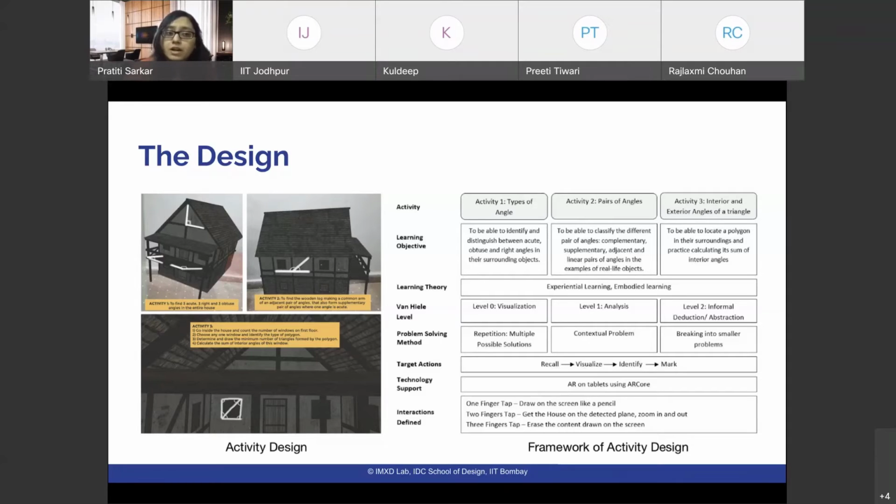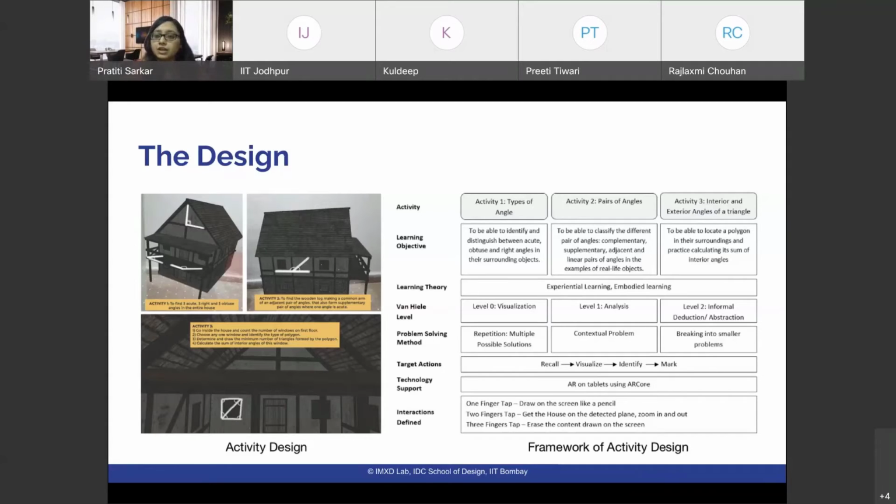If you see the white markers that are there, these are basically the angles that are drawn by hand on the 3D house. So that 3D drawing gets superimposed on that house. The second activity was a contextual problem in which a context was given to them that had a specific answer, and they had to find and mark the angle for that. And the third one involved breaking the problem into smaller problems.